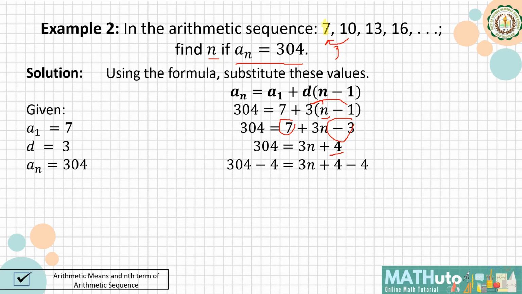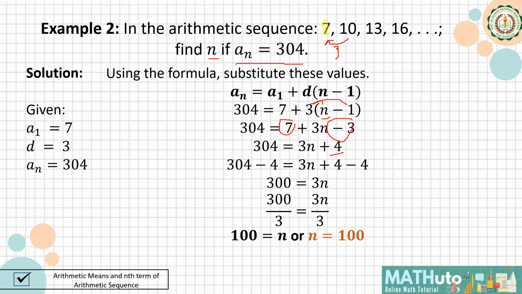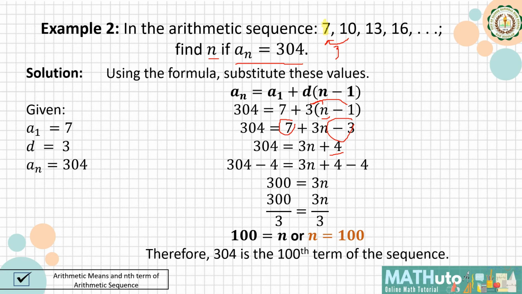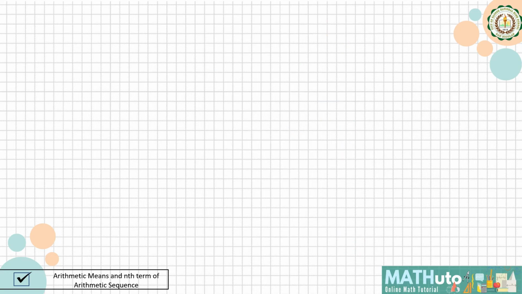Next, to eliminate plus 4, we can subtract 4 from each side. So 304 minus 4 is 300, and 3n plus 4 minus 4 is just 3n. And then, let us divide both sides of the equation by 3. We will come up with n is equal to 100. Therefore, 304 is the 100th term of the sequence.